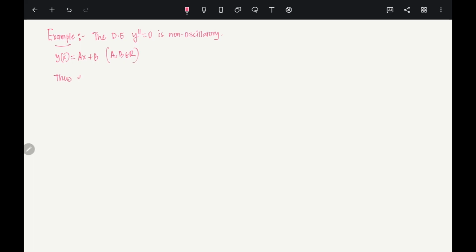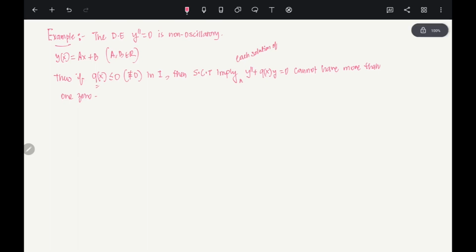Thus, if q(x) is less than or equal to 0, and not identically equal to 0, of course, in I, whatever I is, then the Sturm comparison theorem will imply that y double prime plus q(x) y equals 0 cannot have more than one zero. That is, each solution of this equation cannot have more than one zero.